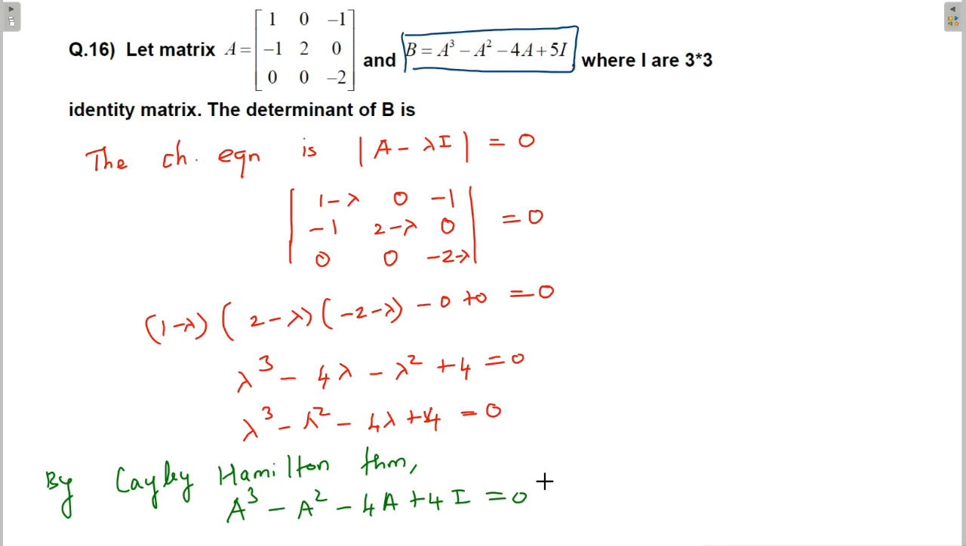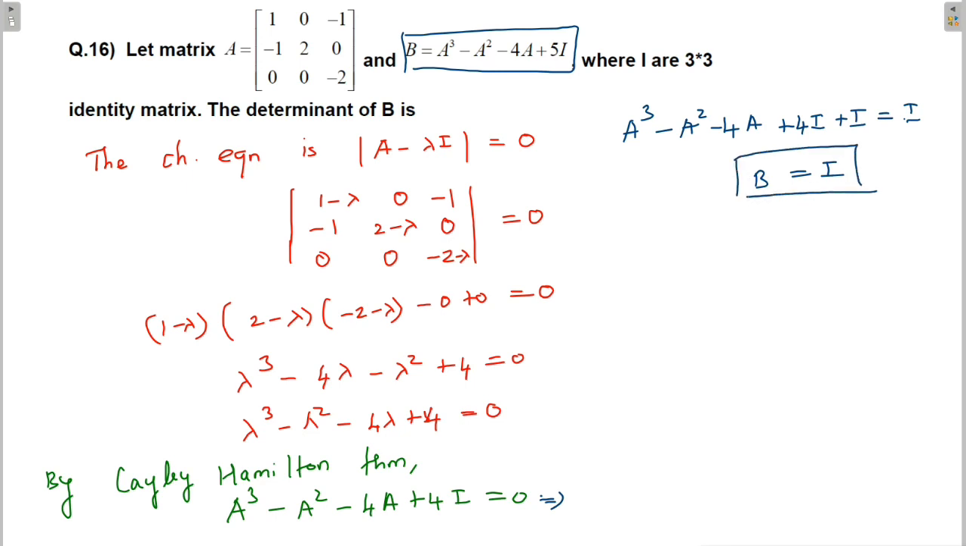Now try to compare these two expressions. So only if you add I on both sides, you may get the left hand side of the corresponding term. So with the help of this equation, I am going to add I on both sides. So from that I may get A power 3 minus A square minus 4A plus 4I plus I equal to I. The left hand side is going to be B, right, which is equal to I. So this is the solution.